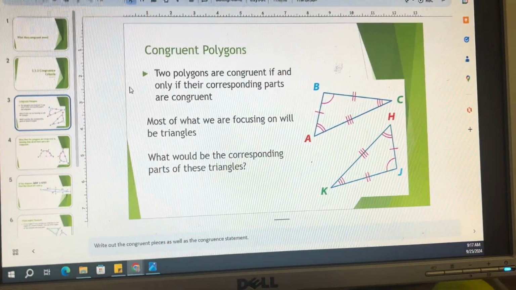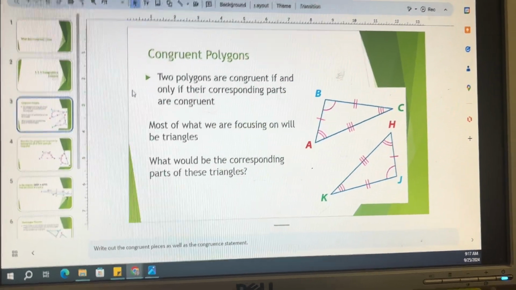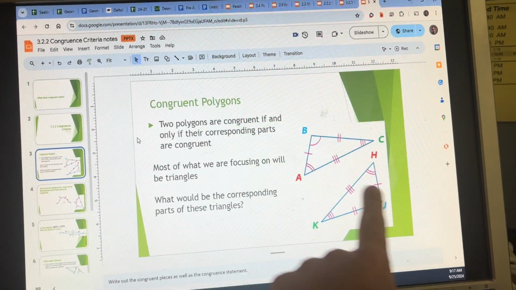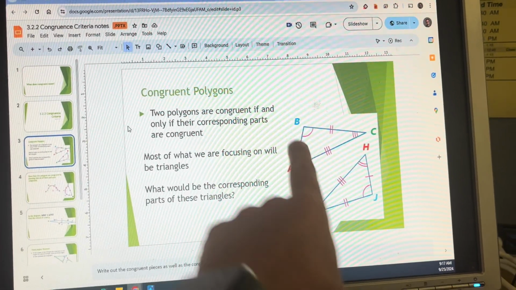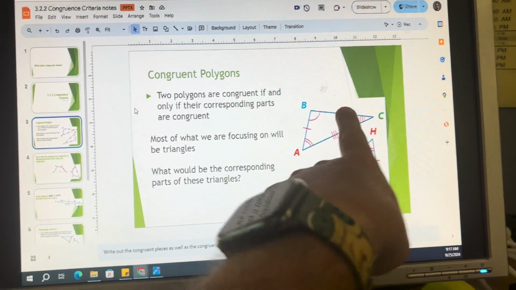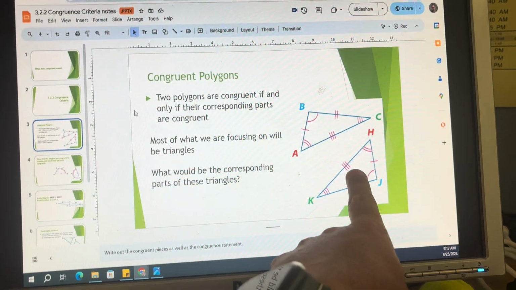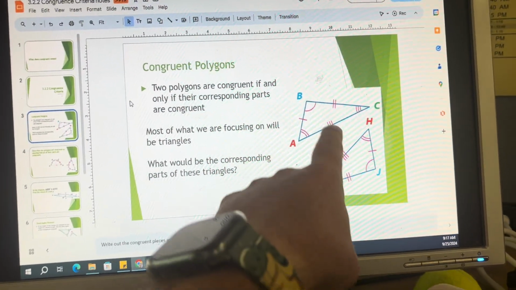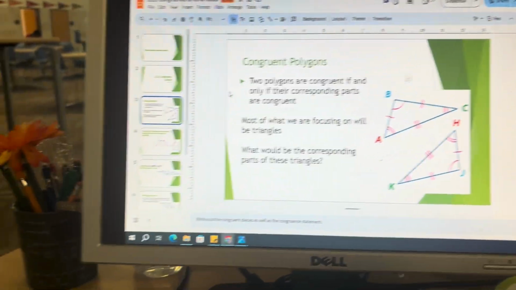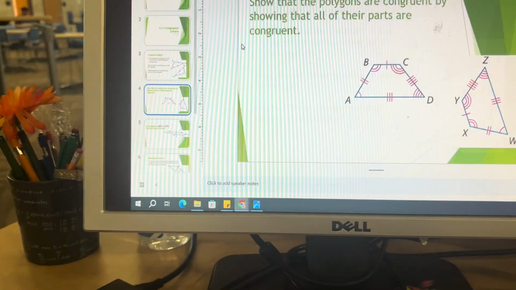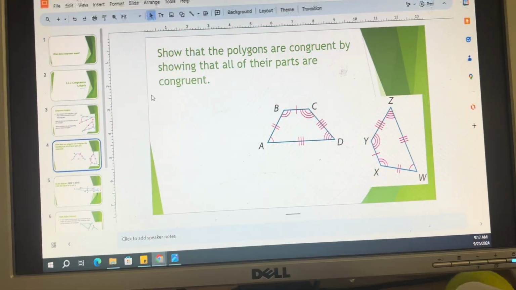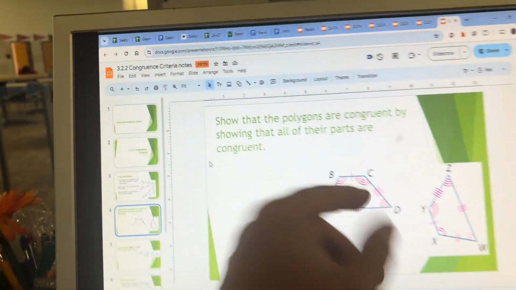You can see we've got these rotated, we've got these flipped, but what happens is we have this one that's marked with a single hash mark, those match up. So this is a corresponding part. We have a corresponding part here with 2, we have a corresponding side here with 3, and then we've got 1, 2, and 3 arcs, kind of like what you were doing with the assignment from yesterday. Show that the polygons are congruent by showing all their parts are congruent. So you would write these as statements.